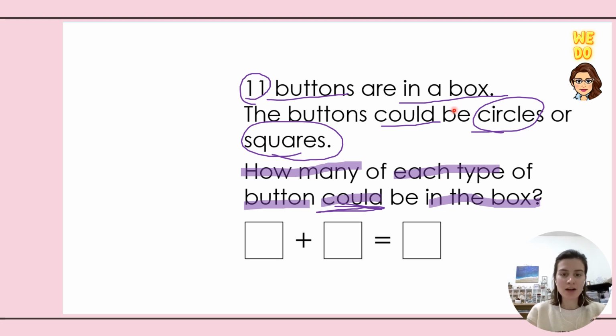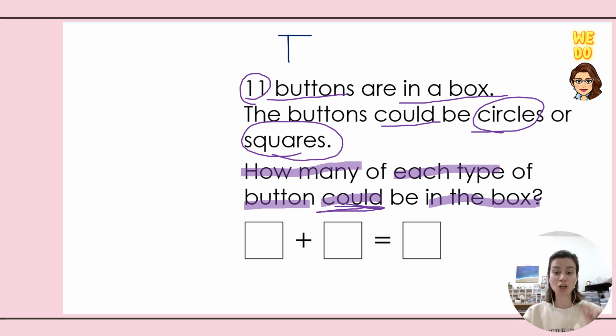All right, let's read it again. 11 buttons are in a box. The buttons could be circles or they could be squares. How many of each type of button could be in the box? Which means that I've been given my total, right? My total is 11 buttons. So I am missing my parts. My 2 parts are missing.